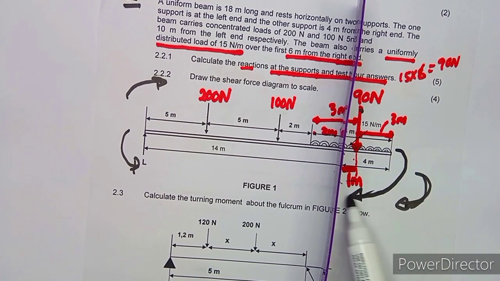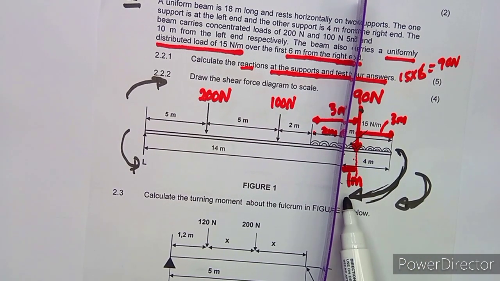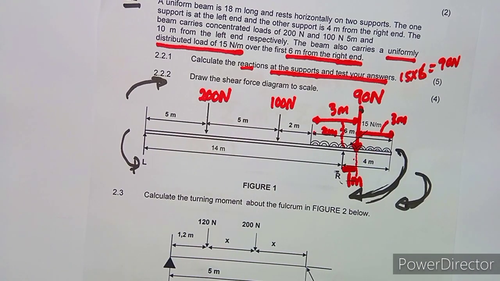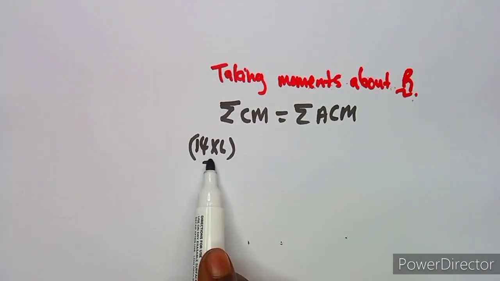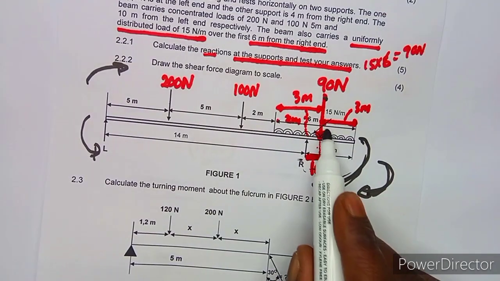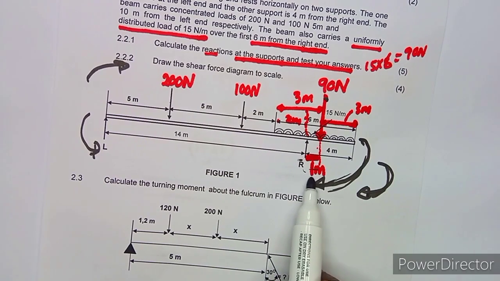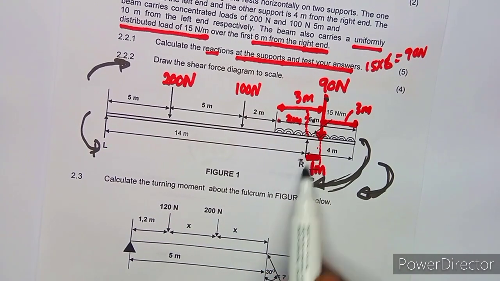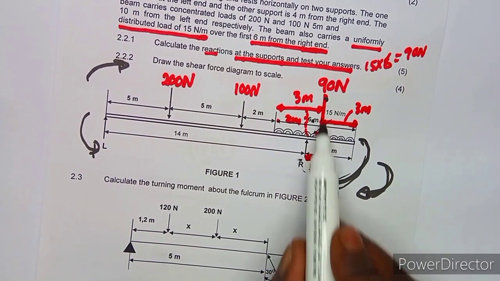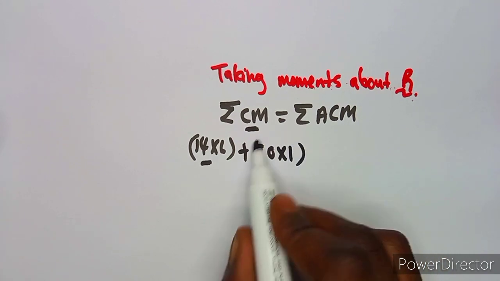Are you seeing that we are maintaining the clockwise? So this 90 is going to be in the clockwise. So it's going to be part of this one, because it's on the clockwise. So it's going to be 90 times the distance between, and we say there's a distance of what? Of 1 meter. So it's 90 times 1. There's a distance of 1 meter there. So it's plus 90 times 1 like this.